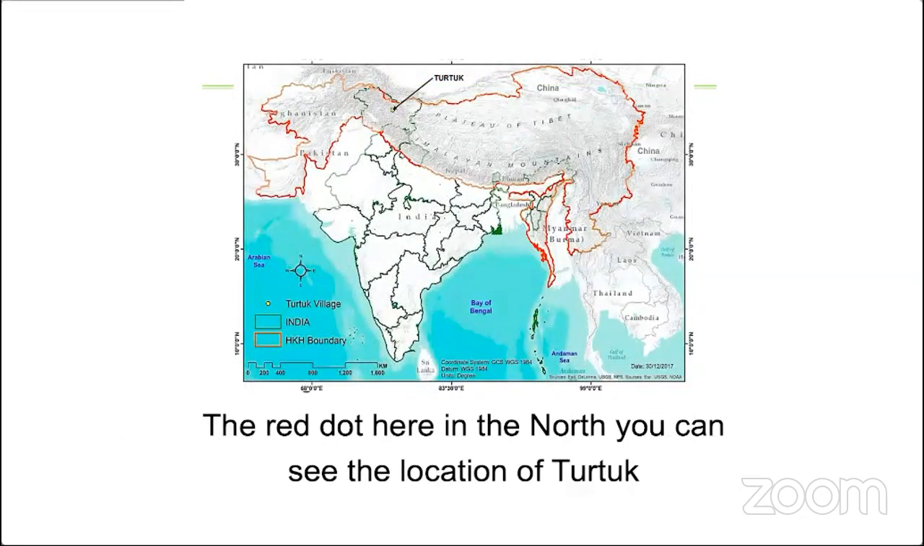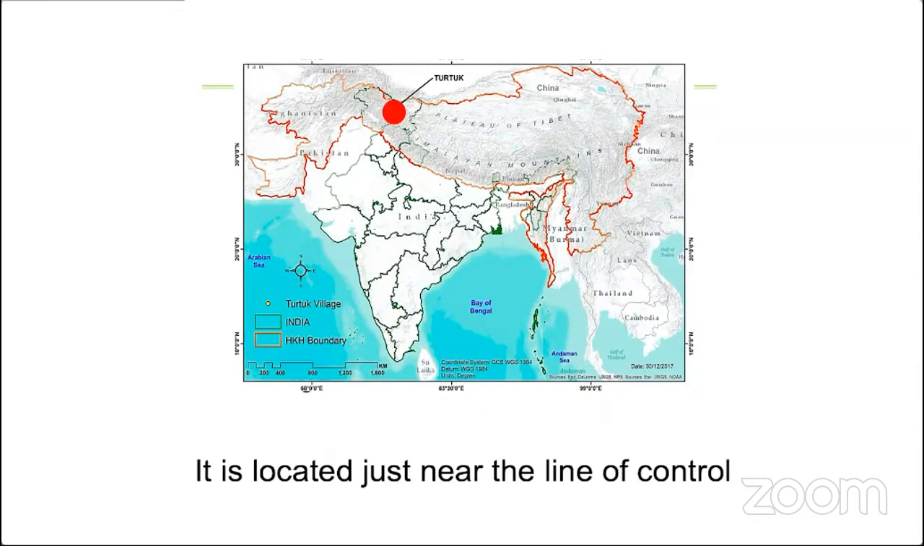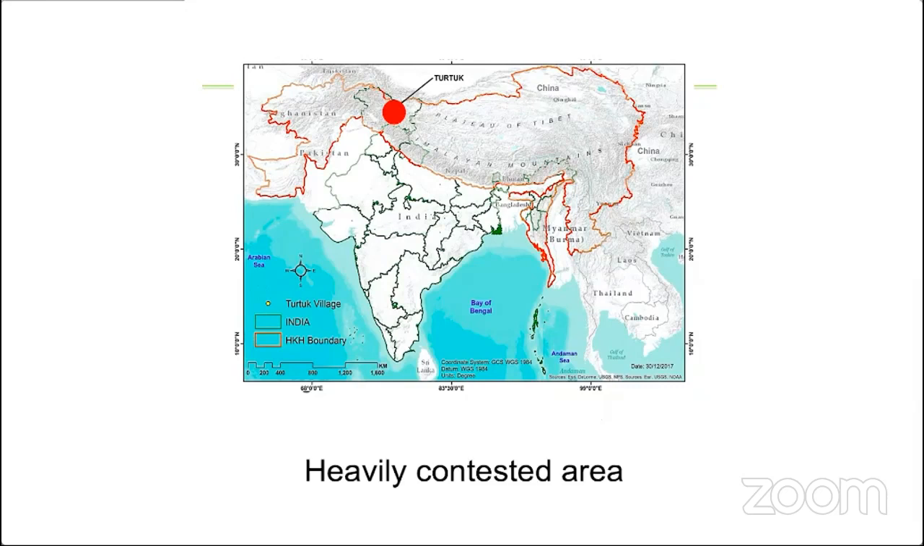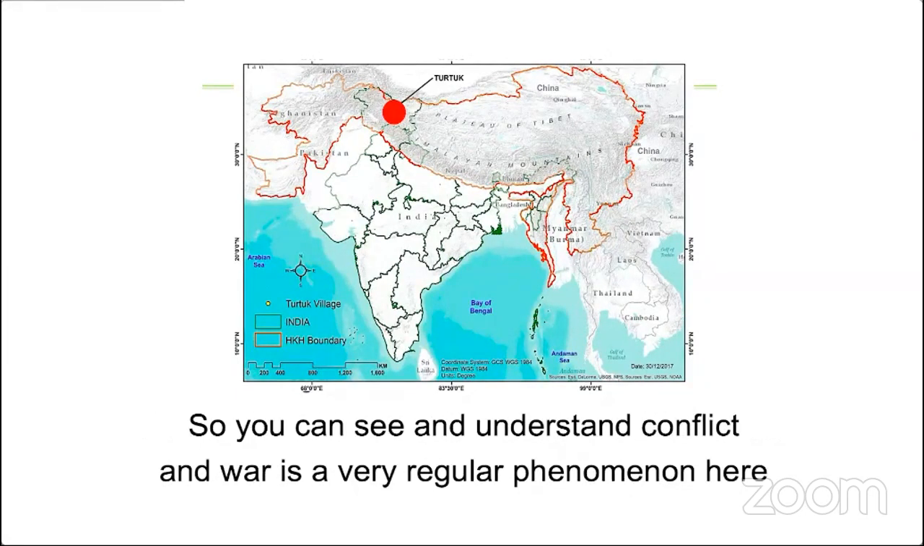The red dot here in the north shows the location of Turtuk. It is located just near the line of control, a heavily contested area. All three nuclear-rich countries, China, India, and Pakistan, claim some part of Ladakh. So you can see and understand conflict and war is a very regular phenomenon here.